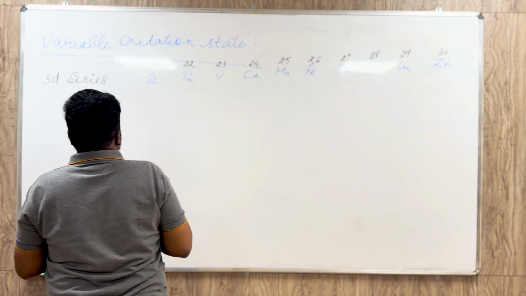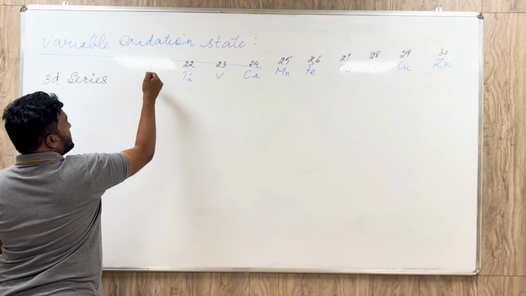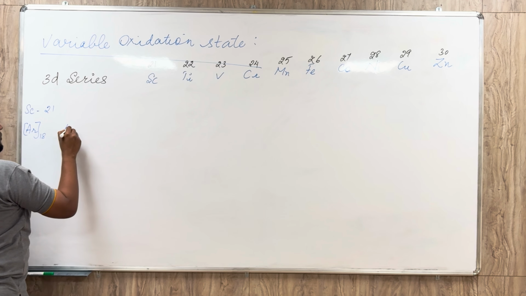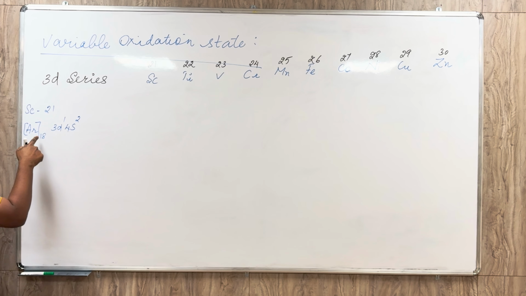Now we will write the possible oxidation states from scandium till zinc. The atomic number of scandium is 21. So what is the electronic configuration? The electronic configuration will be argon 18, 4s2 and 3d1. Am I correct? 18 plus 2 is 20, plus 1, so 21.